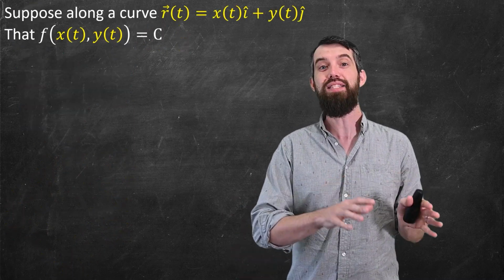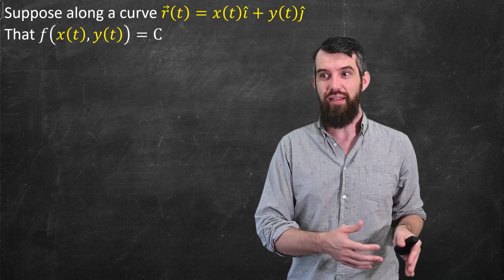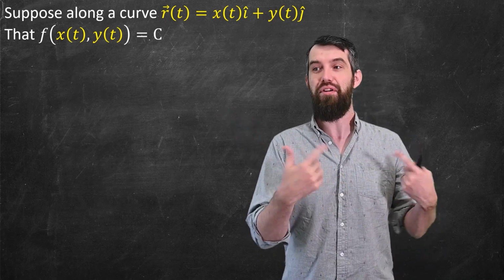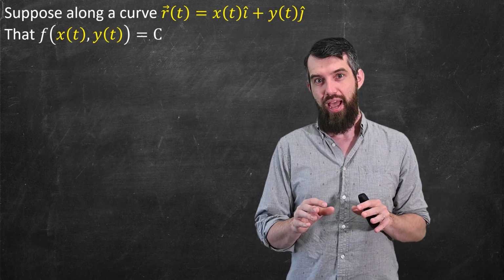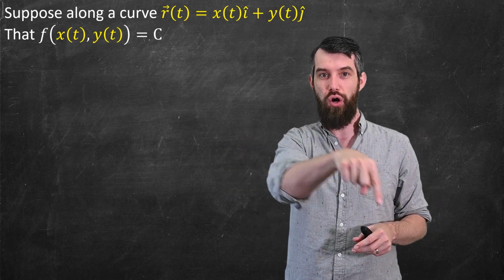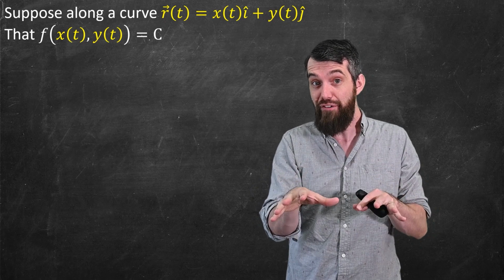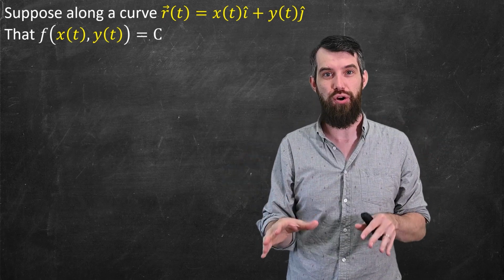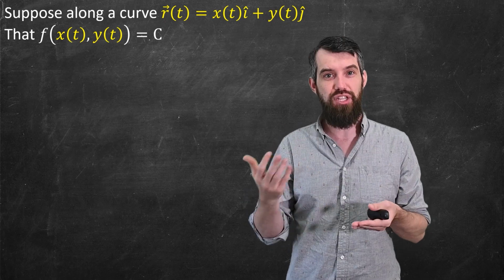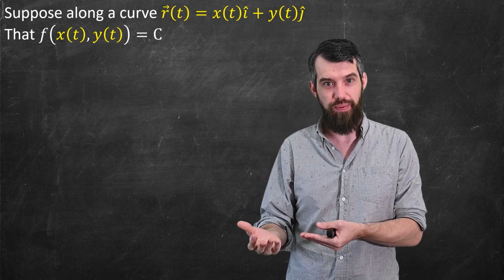Okay, so let's abstract this idea a little bit. Let me imagine that I've got some curve, some r of t. It's got an x component, it's got a y component, so it lives in the plane. And what I'm saying is that along this curve, I have some function f, and that the function has a constant height anywhere along that curve, that f of x of t, y of t is just constant.